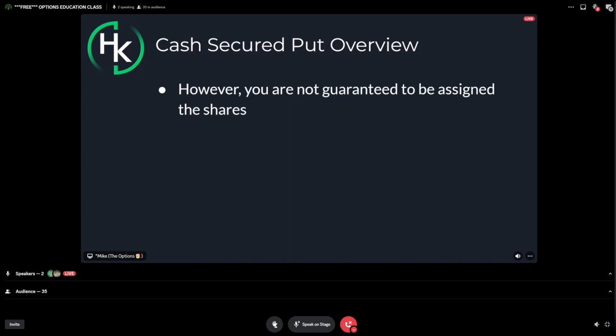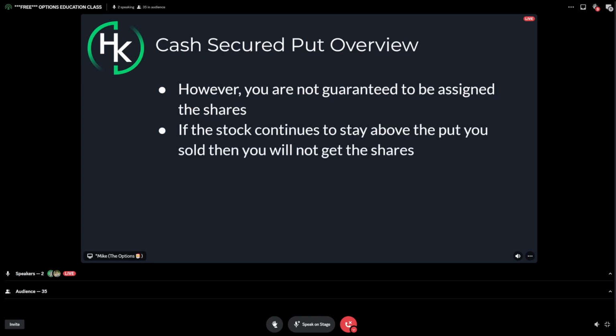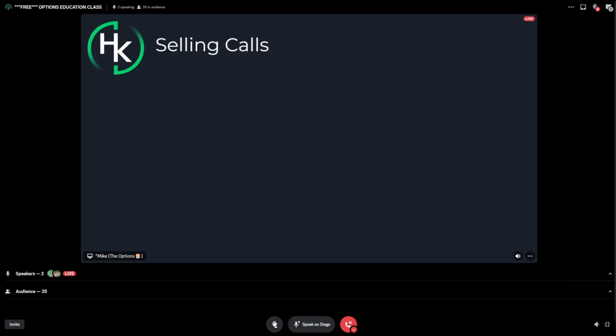But you're not guaranteed to be assigned the shares as a put seller, because, like I said, if the stock stays above the strike price, then you're not going to get assigned the shares, and you're only going to keep the income. So if you're bullish on Apple, you sell a $100 put, Apple goes to $300. No matter what, you're not going to get assigned the shares, and you're still only going to make $50. So that's kind of the downside.